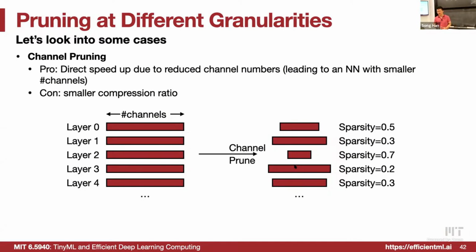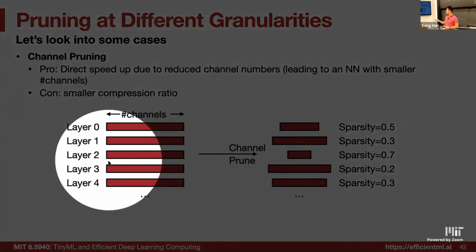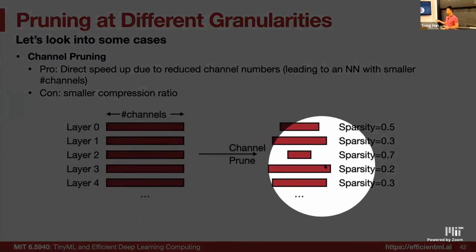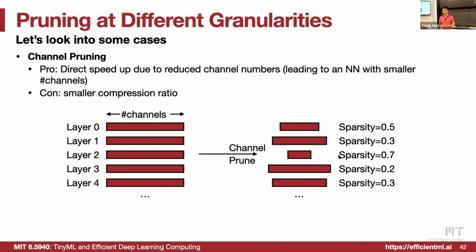For example, for convolutional neural nets like MobileNet, you can prune away only about 30% of the parameters of MobileNet. So here we are showing the neural network with 5 layers. We can prune the channels with different sparsity ratios across different layers.